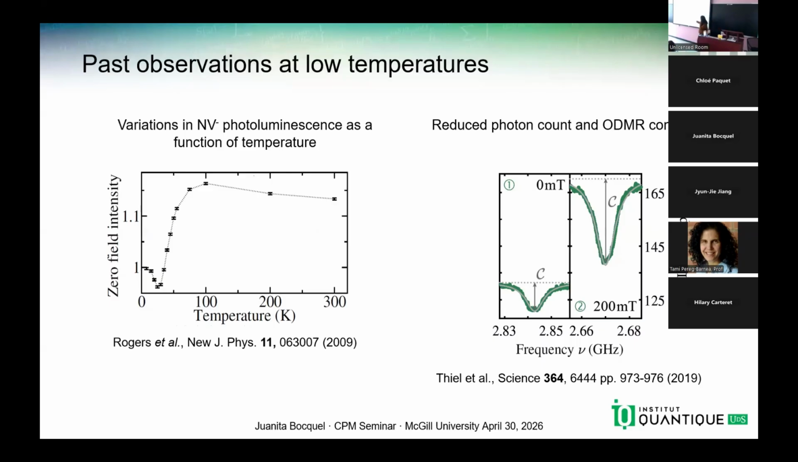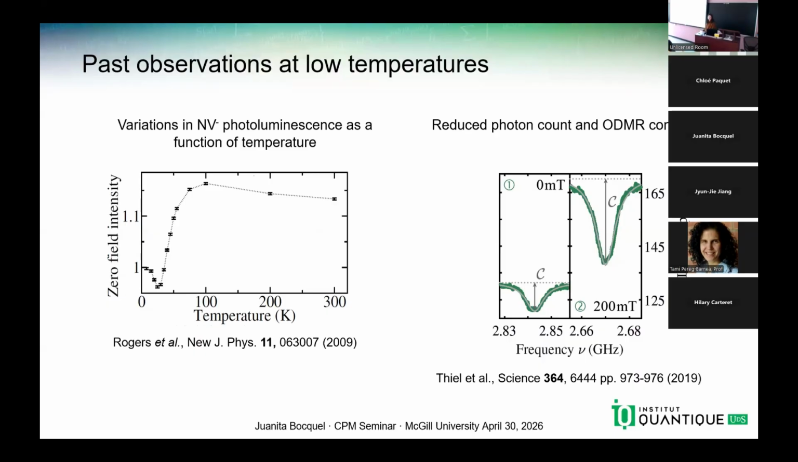So you can see here, photoluminescence drops below 50 Kelvin. Here you see both photoluminescence decreases, and the ODMR contrast that I showed on the magnetic resonance is also clearly suppressed, and this also happened to depend on magnetic field in this case.